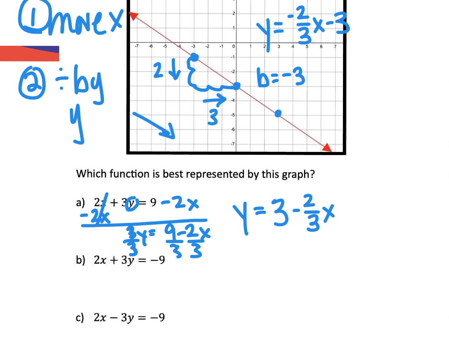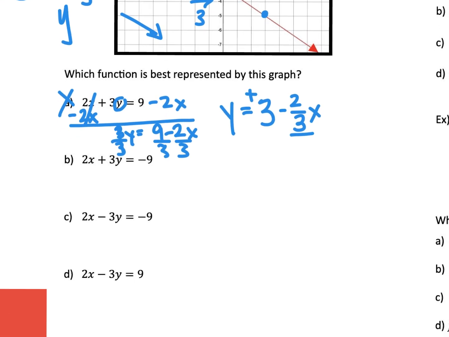So I'm going to come up here and I'm going to look, and I can see that my slopes match. Oh, but this is a positive 3 and I needed a negative 3, so it's not going to be that answer. So let's try the next one.